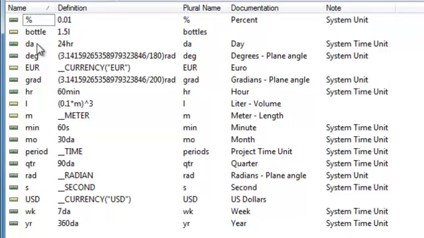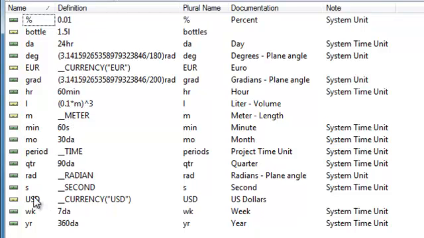You see the bottle is defined as 1.5 liters. We have also defined liters. That is defined as 0.1 meters raised to the third power. To create that one, it automatically created meters as well. So when we defined cubic meters, it didn't ask us about meters, because that was already defined.